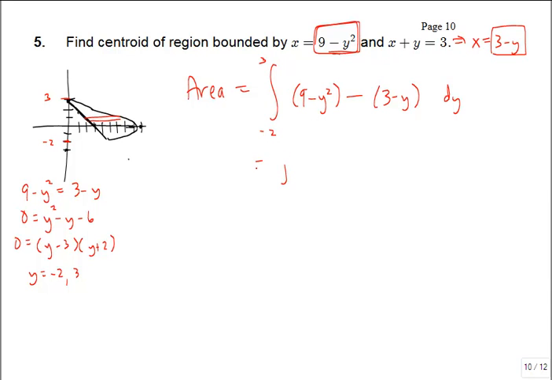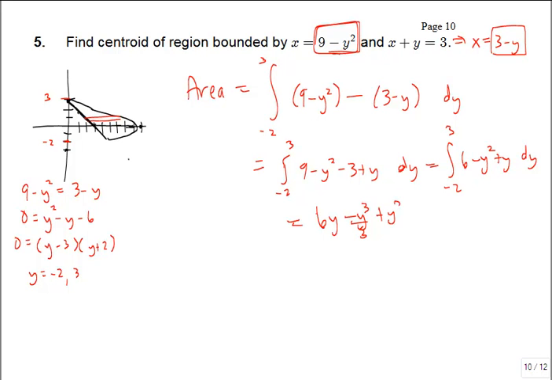So this integral is just 9 minus y squared minus 3 plus y when I distribute my negative. And combining a few like terms here, we're going to get 6 minus y squared plus y dy. So that's going to integrate into 6y minus y cubed over 3 plus y squared over 2 from negative 2 to 3. And I'll leave that for you to plug in. You get 125 over 6. So there's our area. That's what you're going to divide your moments by to get your center of masses.